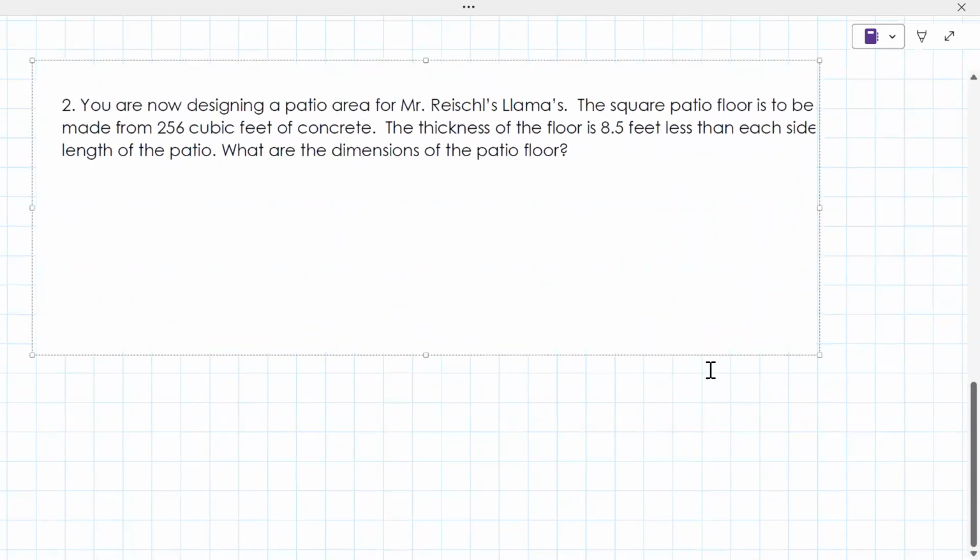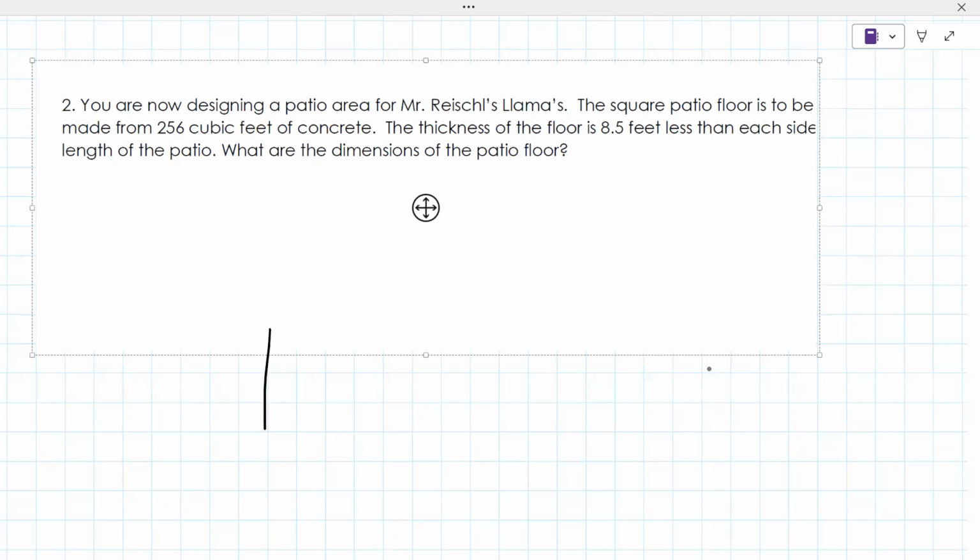All right, his square patio is to be made from 256 cubic feet of concrete. The thickness of the floor is 8.5 feet less than each side length of the patio. What are the dimensions of the patio floor?